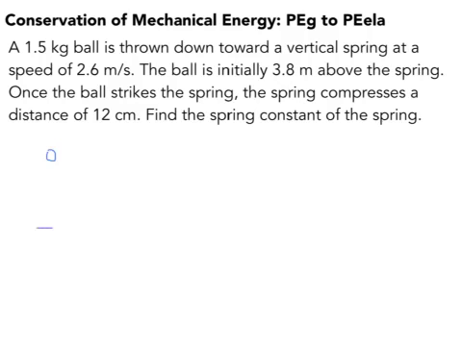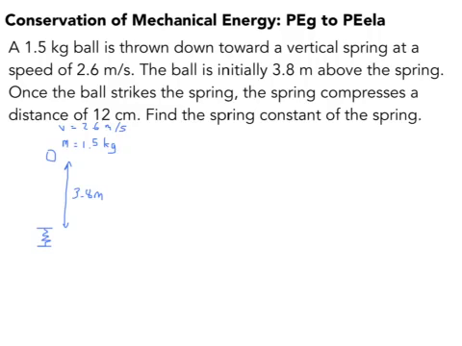So the information that we have is, here's our spring, there's the ball. We know that the ball is initially 3.8 meters above the spring. I have a feeling this is going to be a big spring constant. And we know the mass of the ball is 1.5 kilograms. That's pretty big for a ball. And we know that the ball is moving at 2.6 meters per second at this moment. So let's write in v equals 2.6 meters per second.